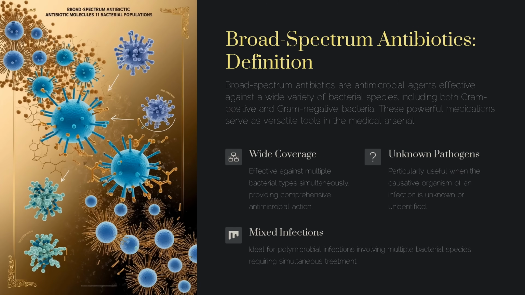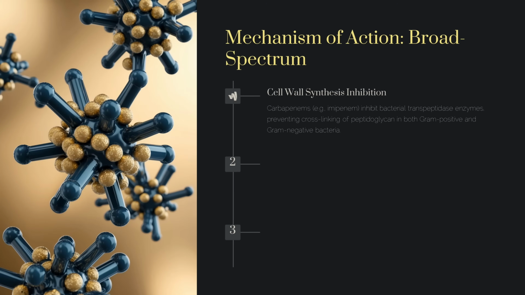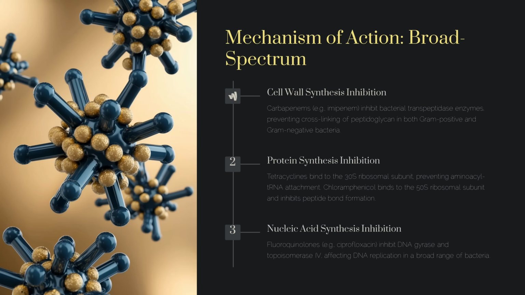These act on fundamental processes shared by many types of bacteria, such as cell wall synthesis, protein synthesis or nucleic acid synthesis. Their ability to target a wide array of bacteria stems from their mechanisms affecting conserved bacterial structures or enzymes. Examples of mechanisms, as we already discussed in detail in the last lecture: inhibition of cell wall synthesis, like carbapenem, imipenem, which inhibits bacterial transpeptidase enzyme, preventing cross-linking of peptidoglycan in both gram-positive and gram-negative bacteria.